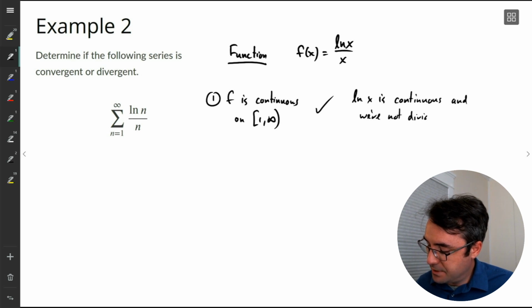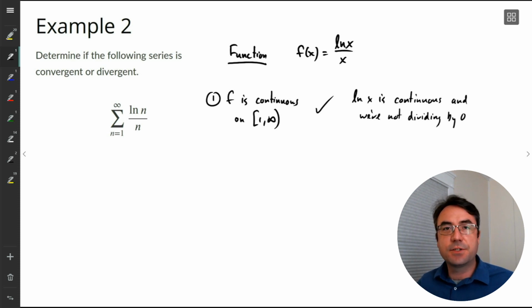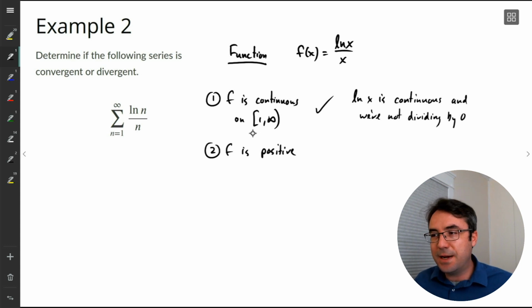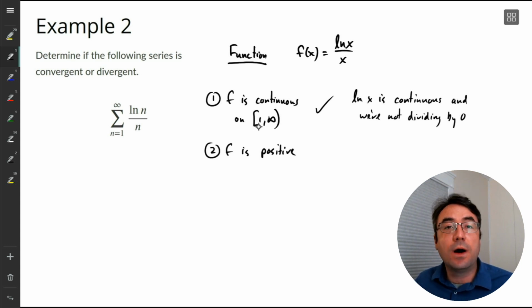Just to give a little bit of justification there. All right, so we know our function is continuous. That's good. What about positive? F is positive. Is it greater than 0? And this is where, not quite. So when x is 1, we actually get 0 here.